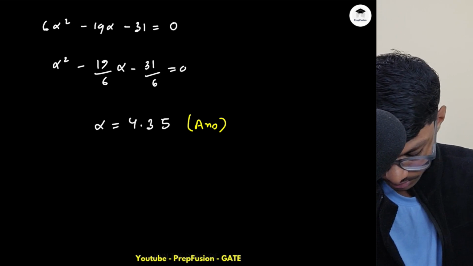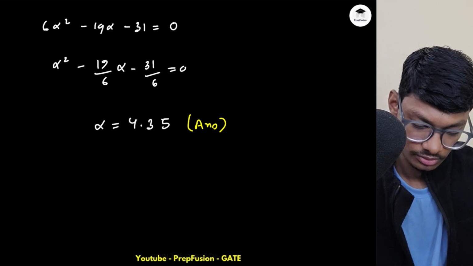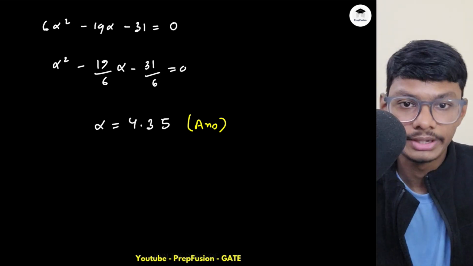Minus 1.18. Yeah, I'm correct only. So it will be 4.35. Another one will be negative, and we will ignore that solution basically.